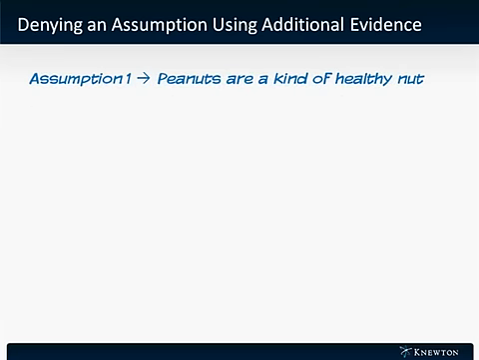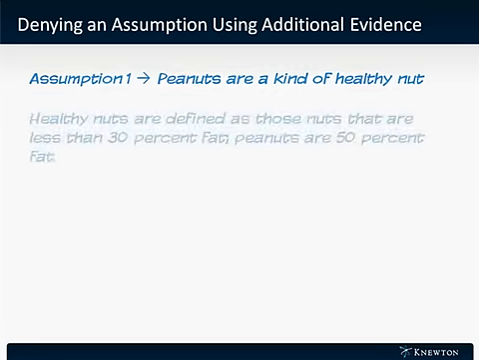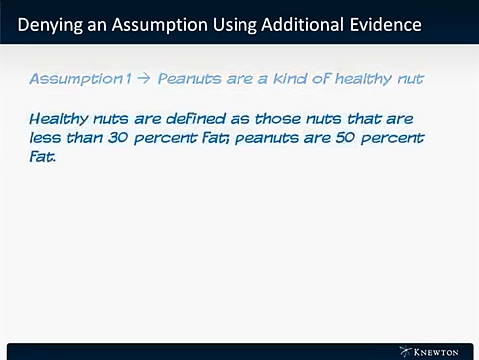Assumption 1. Peanuts are a kind of healthy nut. Now, additional evidence would just be something like this. Healthy nuts are defined as those nuts that are less than 30% fat. Peanuts are 50% fat. This directly contradicts that assumption that peanuts are healthy nuts, and so it's a good way of attacking the assumption in the argument.